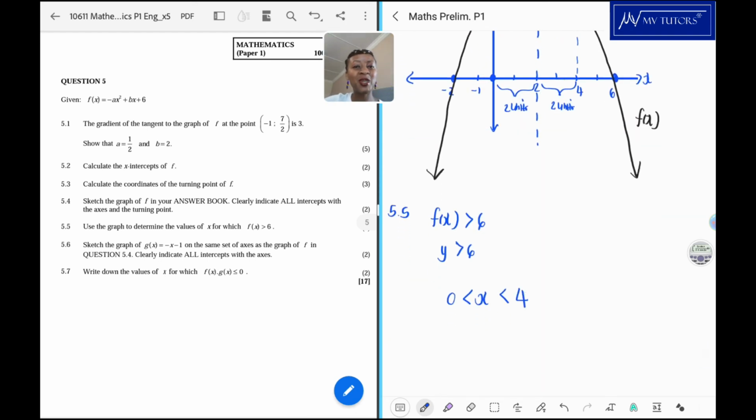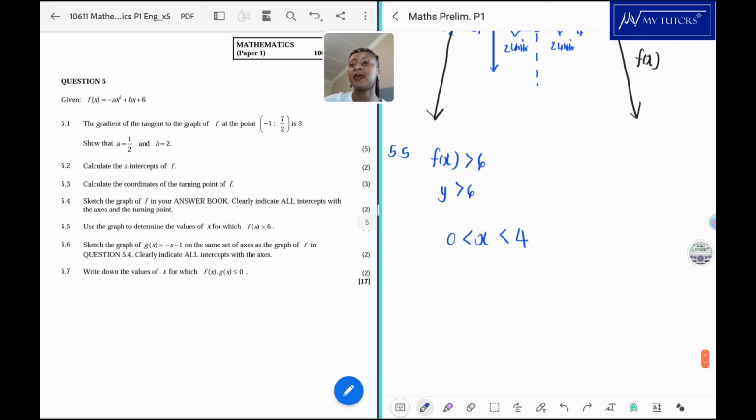So x is in between 0 and 4. And we're not using this, guys. They didn't say f of x bigger and equal to 6. They just said bigger than 6. So we cannot include the equal signs there.